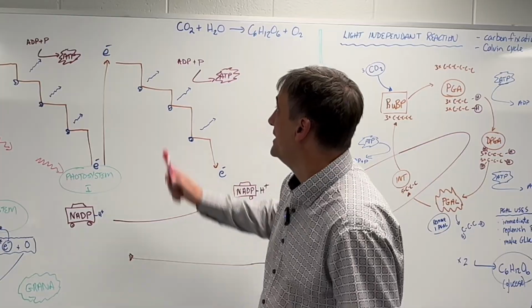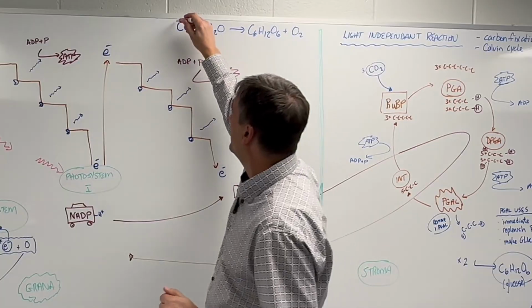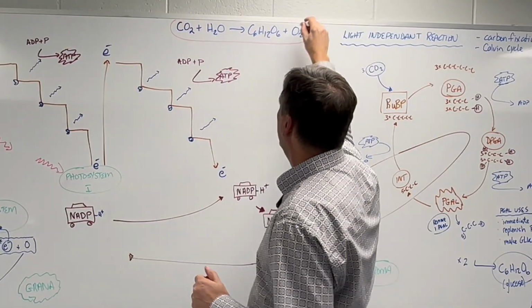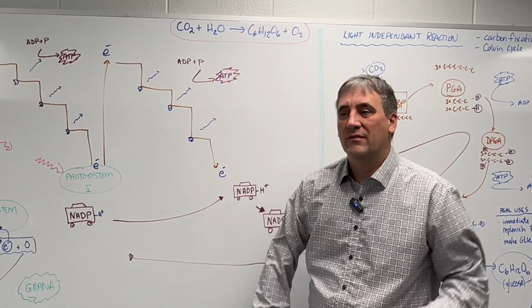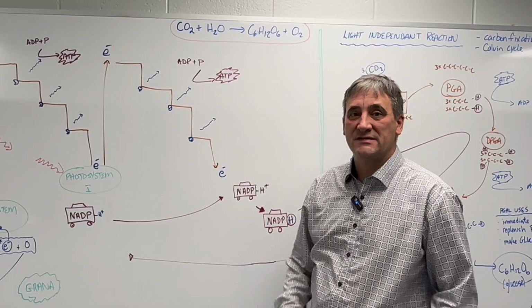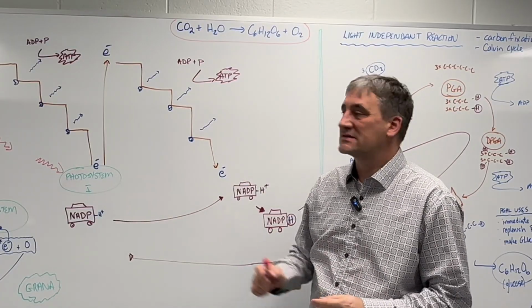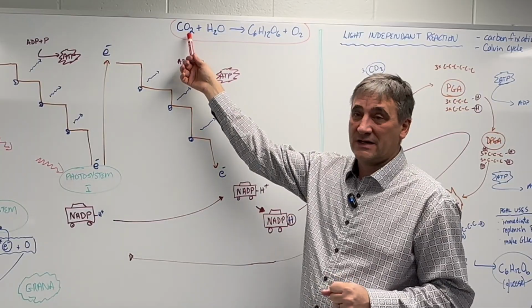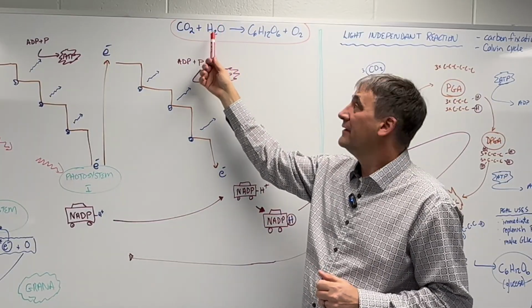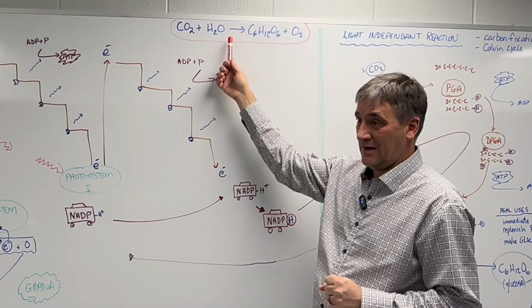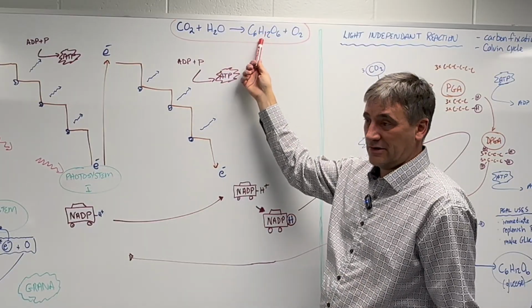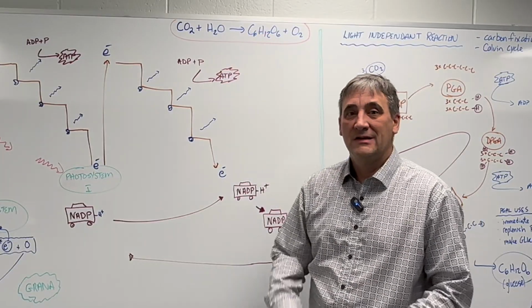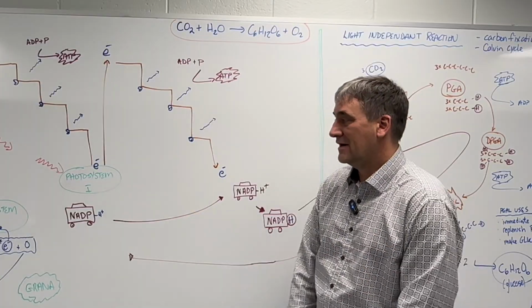I know you're probably familiar with this, which is the chemical formula. It's not the balanced formula, but it's the chemical formula for photosynthesis, which shows that plants take in carbon dioxide and water, and somehow they produce sugar and release oxygen. So today I'm going to show you how that's done.